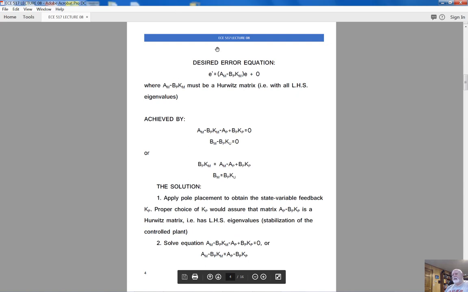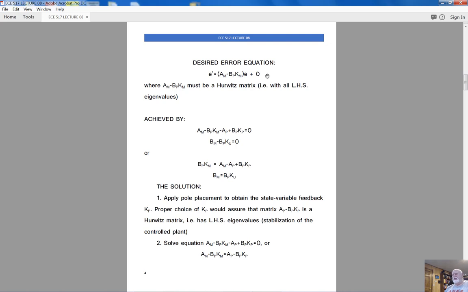What do we want to accomplish? We want derivative of the error to follow this equation. What does this equation tell you? This equation tells you that error is supposed to converge to zero, and it will converge to zero, providing that this matrix AM minus BPKM would have appropriate eigenvalues. This equation is an equation without forcing function in it.